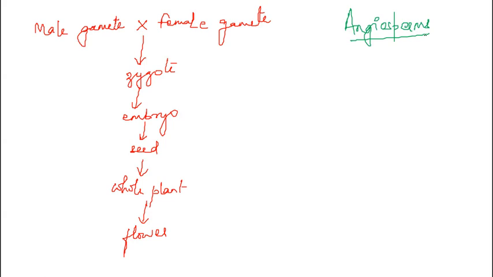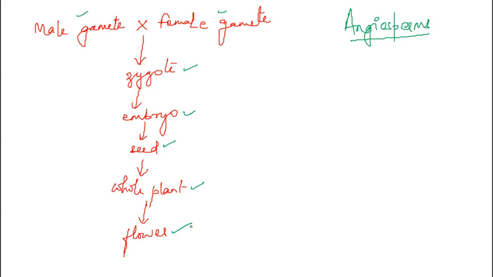Like fertilization in animals, a quite similar process is seen in plants also, where the male gamete and the female gamete will fuse and form a zygote. Zygote will form embryo. Embryo will form seed. Seed will give rise to seedling, and ultimately the whole plant will develop. Since we are talking about angiospermic plants, the plant which is formed will show flowering.